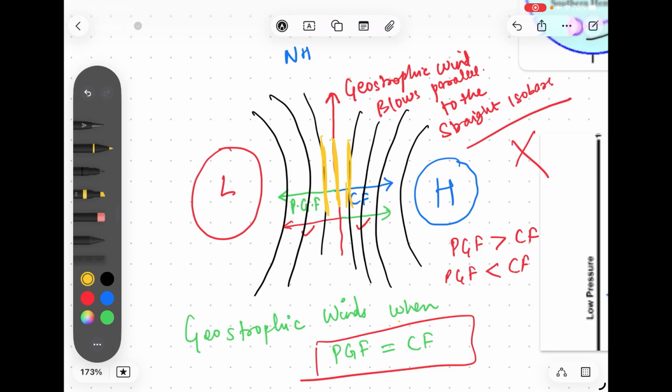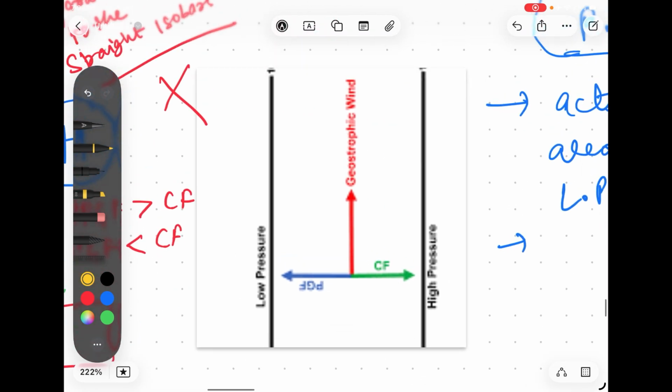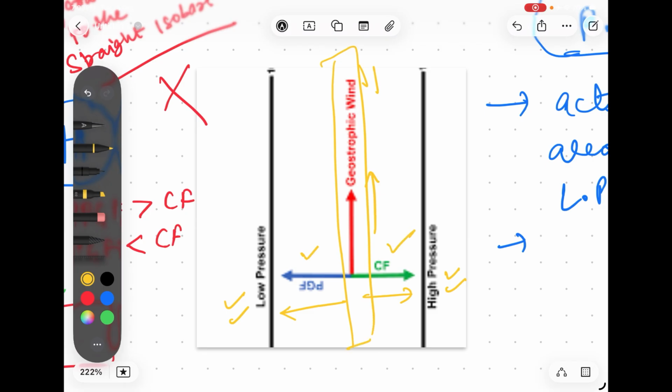Okay, now here is a beautiful diagram. This is high pressure, this is low pressure, there is a Coriolis force, there is a pressure gradient force, and there is a geostrophic wind. So consider it like a string. Two people with equal force are pulling the string in both directions, so obviously it will not move. There is something that blows here parallel to it. So these two have to be equal. So this is the geostrophic wind.